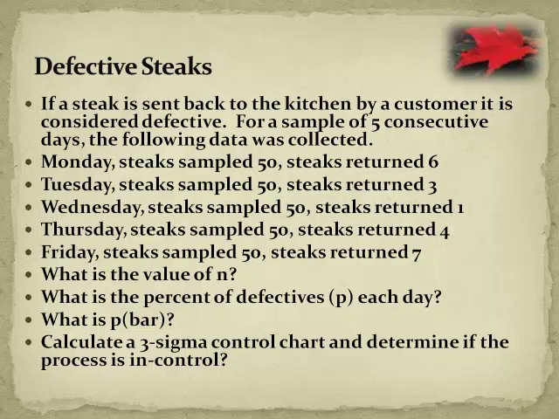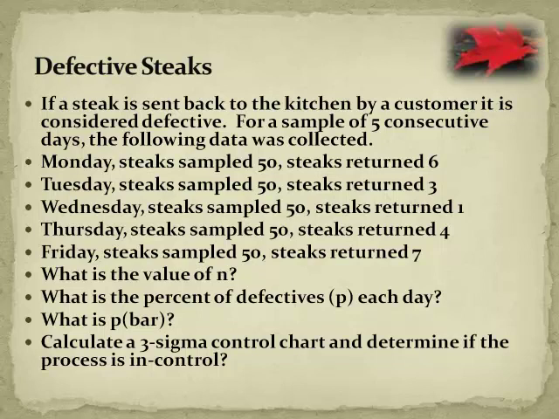They're pleased with the way that it was cooked, which means it's good, or they return it to the kitchen, which means it is bad. So this is an example of a binary condition. The steak is either good or bad.